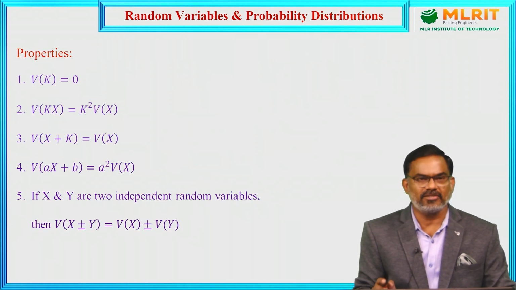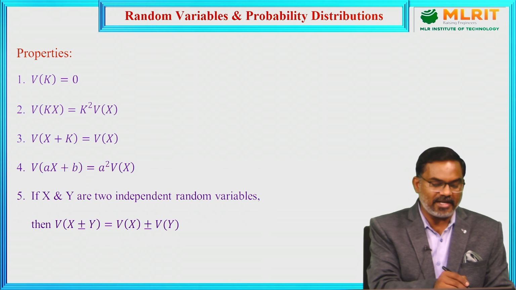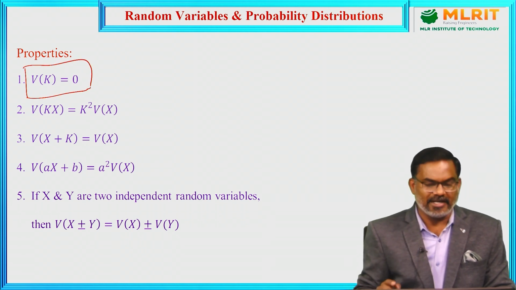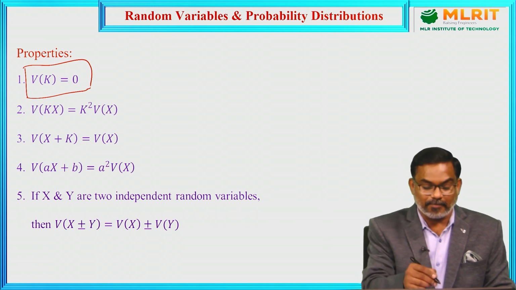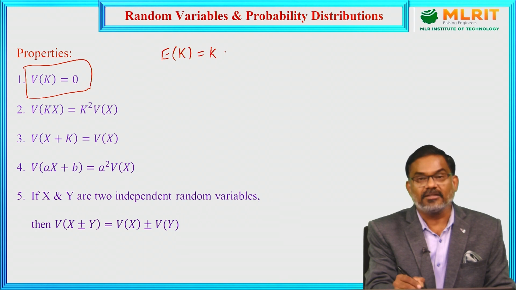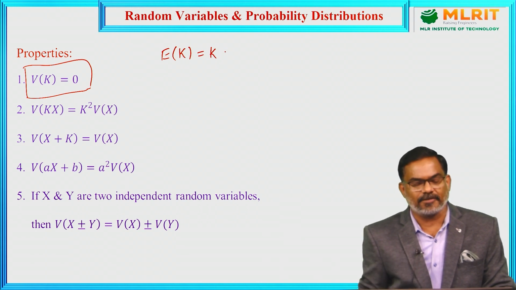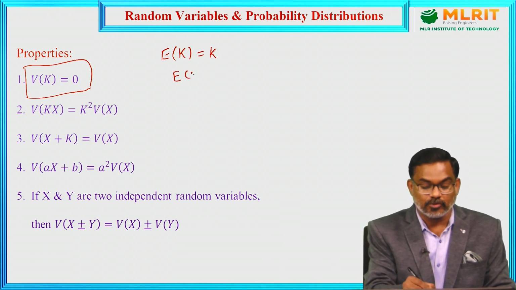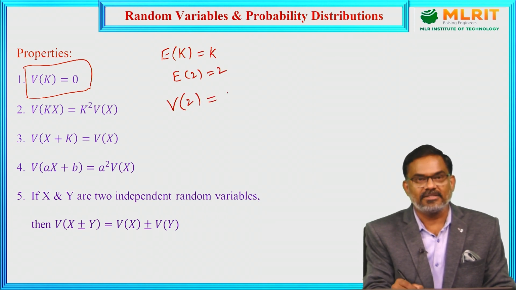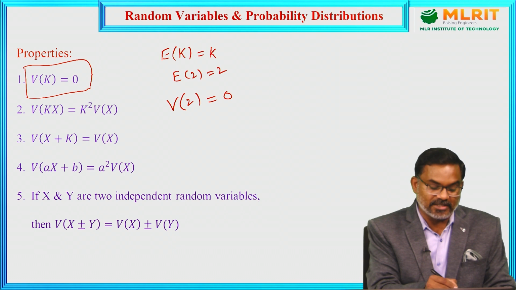The properties of variance. Variance of a constant is 0. So, this is an important property. Whereas, in the previous case, expectation of a constant is again the constant itself, the same constant. Expectation of 2 is again 2, but variance of 2 is 0. Variance of a constant is 0.